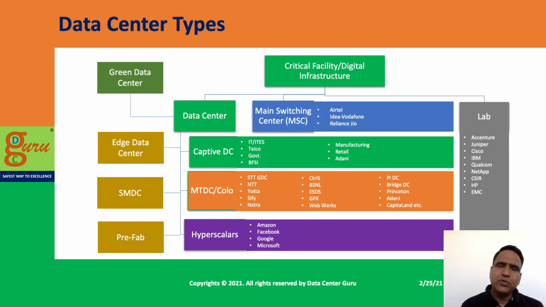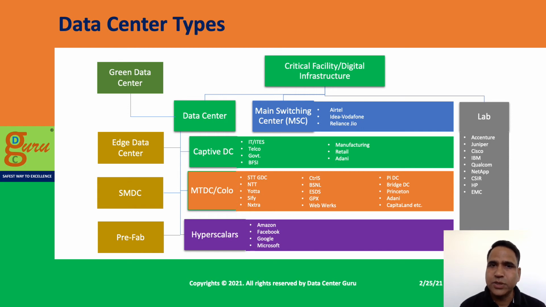Coming back to the data center types, I have done a lot of thorough study overall and tried to put it on a single slide for more clarity. People call a data center a critical facility, and some people call it digital infrastructure. There are broadly four categories of critical facilities based on applications. The first is the data center. I will talk about the different categories or types of data center.